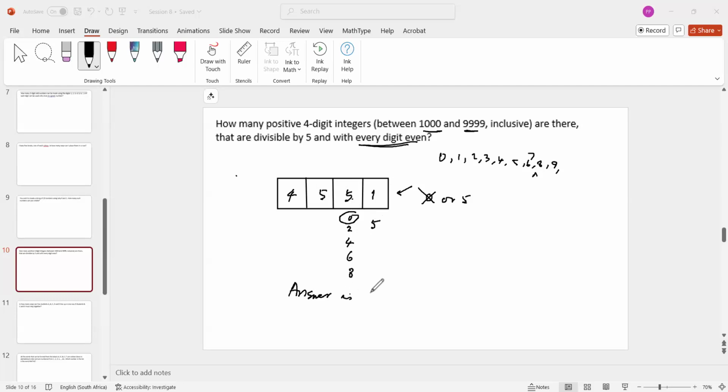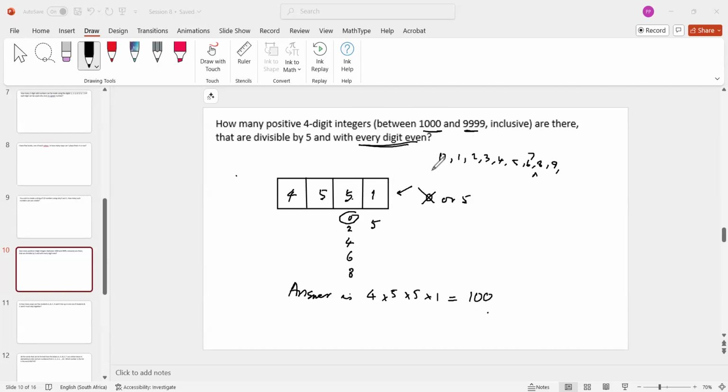So the answer is, once you have done that, you simply have to multiply all these. 5 fives are 25, 25 times 4 is 100. So there are 100 numbers with every digit even between 1000 and 9999. You can see how powerful this principle is. This is a second counting principle. In the first count, you only had 2 boxes. In the second, you can have any number of boxes.